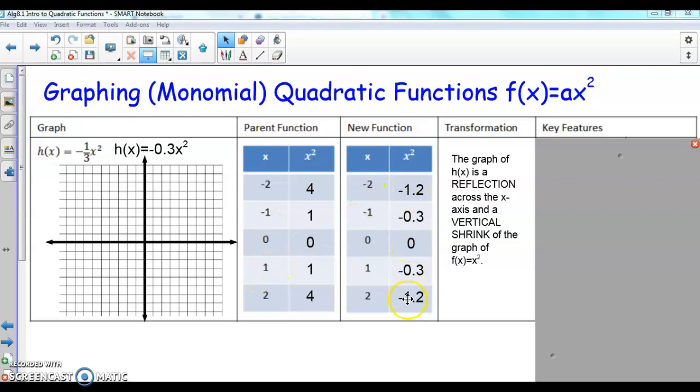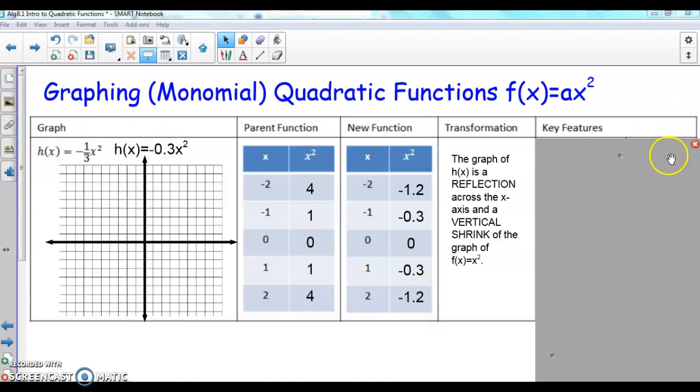Okay, so how did I get these values? I multiplied all the original y by the value of a, which is -0.3. So if you multiply 4 by -0.3, you will get -1.2. 1 times -0.3, you'll get -0.3. 0 times that is 0. 1 times -0.3 is again -0.3, and then this will definitely be -1.2.